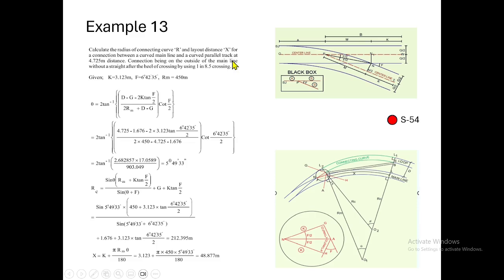This is a curved parallel track. Center to center of track is 4.725. The connection is being made on the outside of the main line curve. Here it is the main line curve; the loop line or siding connection is outside, without a straight after the heel of crossing, using one end of crossing. Here is one end of crossing. In this case, how do we make the connection? We have to find out the connecting radius, and when we start the curvature from the heel of crossing, where the tangent point should end. Further, we need to know the x distance from the theoretical nose of crossing to the tangent point.